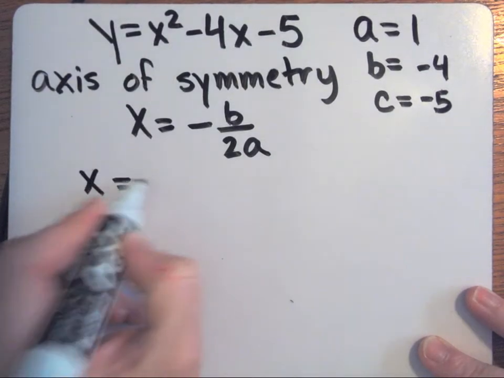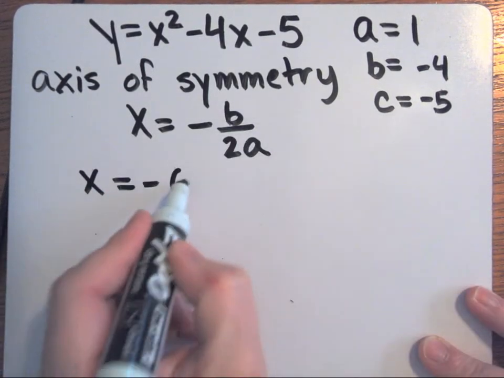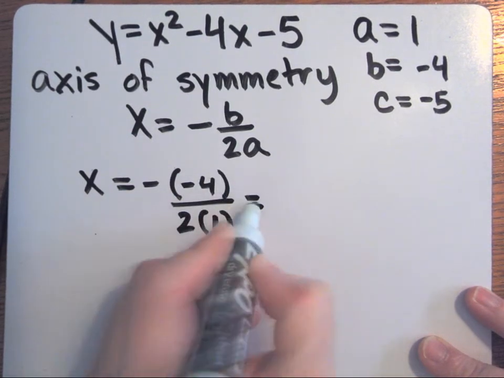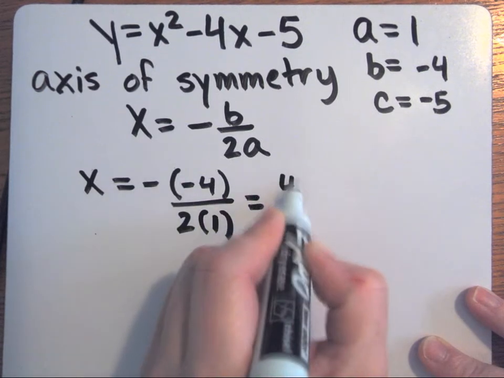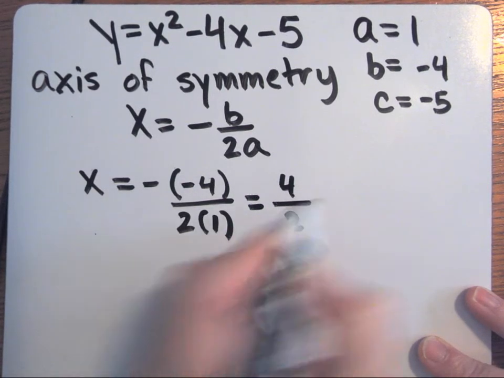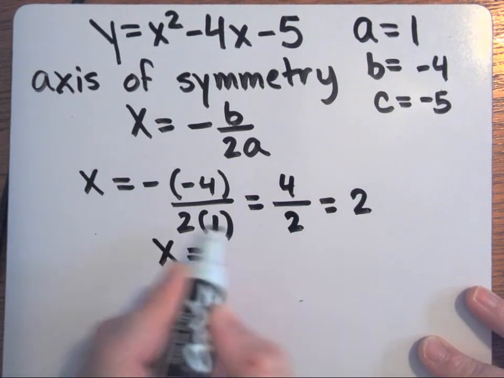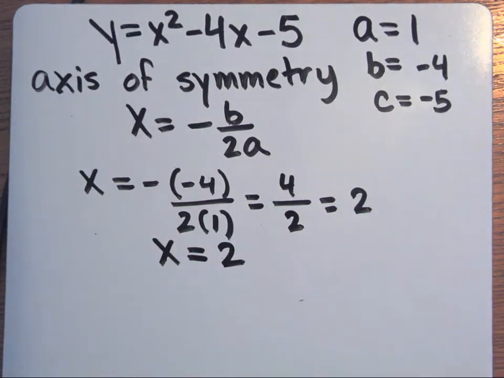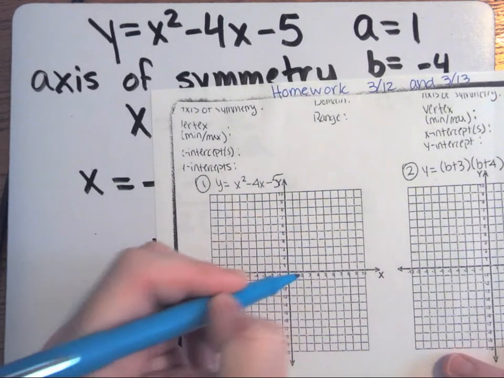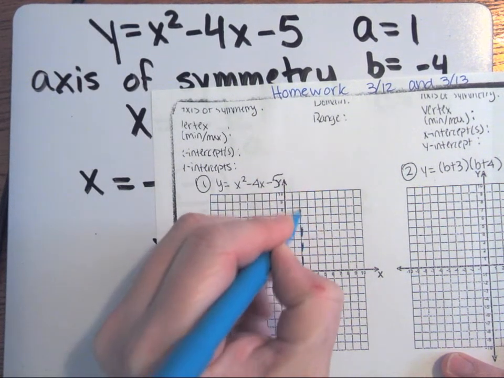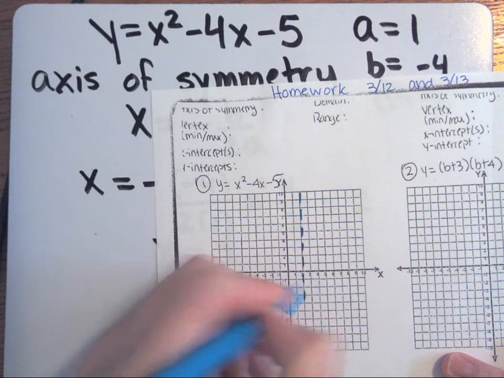So x equals the opposite of b, which is negative 4, divided by 2 times a. The opposite of negative 4 is a positive 4. 2 times 1 is 2. 4 divided by 2 is 2. So my axis of symmetry falls at x equals 2. So I'm going to draw a dotted line on my graph at x equals 2. So I find x equals 2 and I draw a dotted, vertical line at that point on the graph.